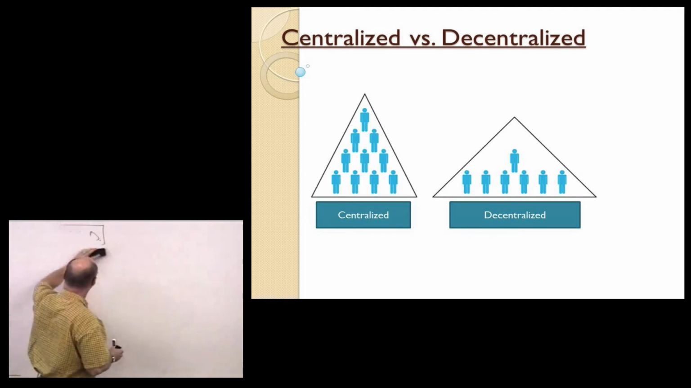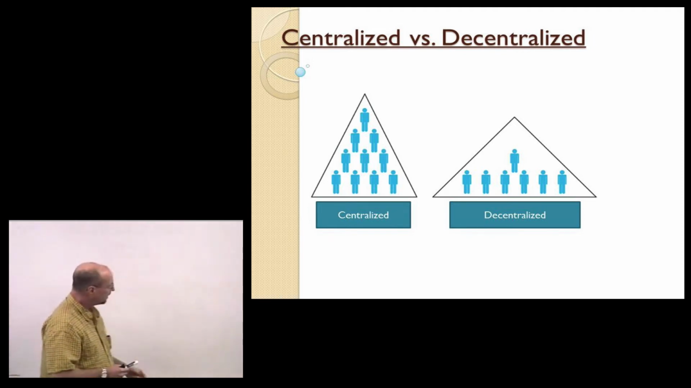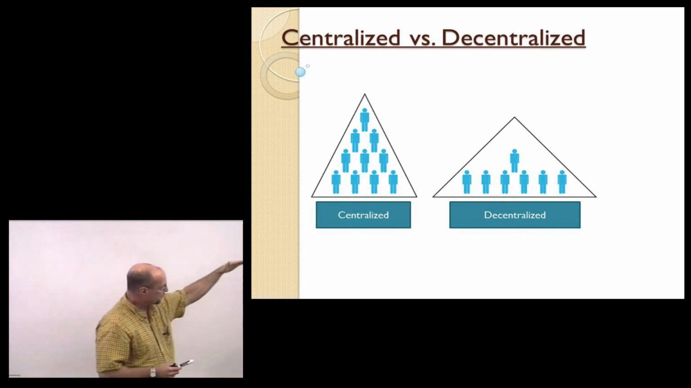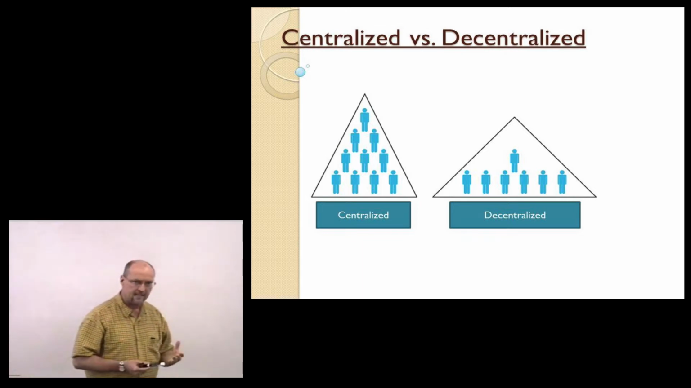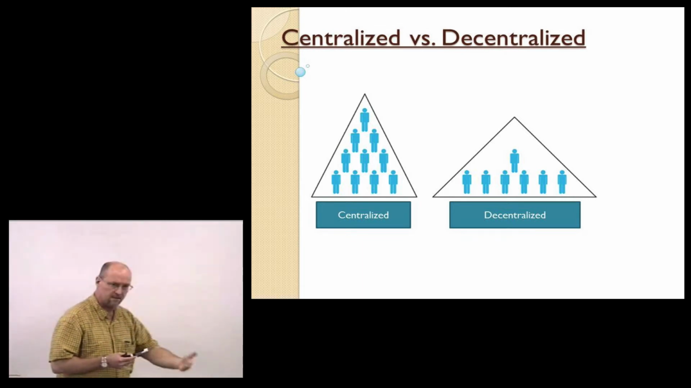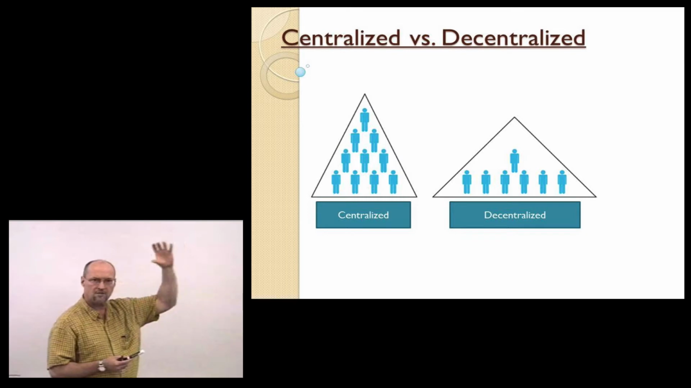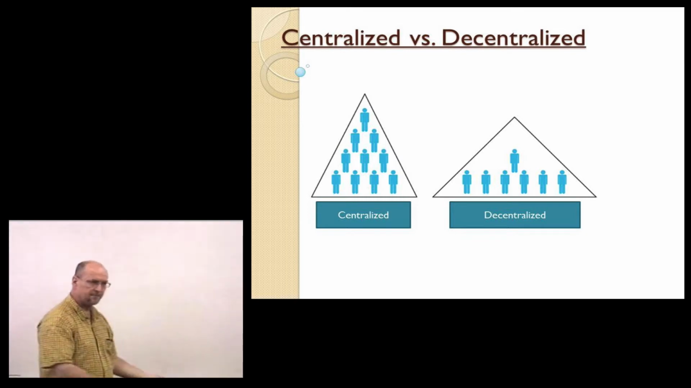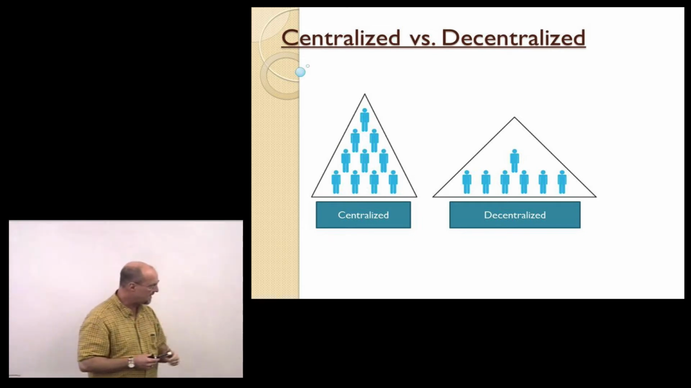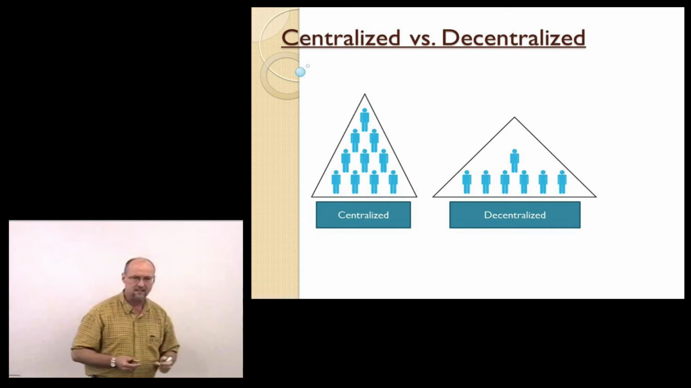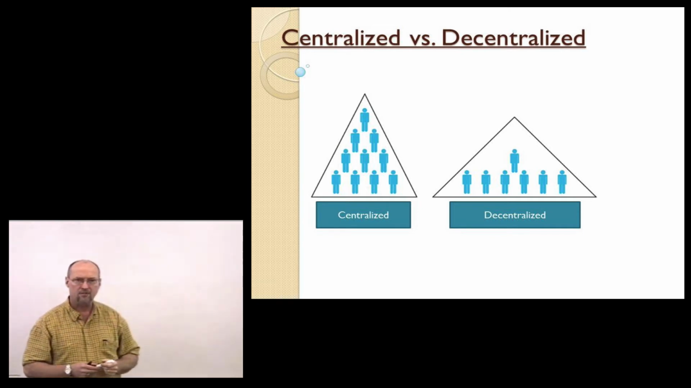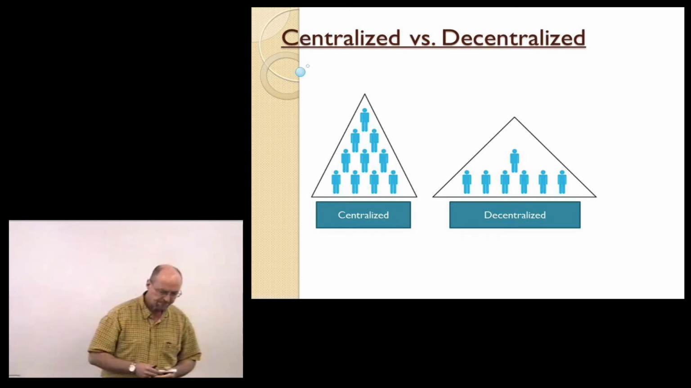Okay, now, in a centralized operation, you see many layers of management. And in a centralized operation, all big decisions and some of the not as big decisions will be made towards the top. Okay, you have to run it up the chain of command, as they say. Whereas in a decentralized operation, it's a flatter organizational chart. You have fewer layers of management, and that's because they've delegated responsibility and decision-making to lower levels of management.